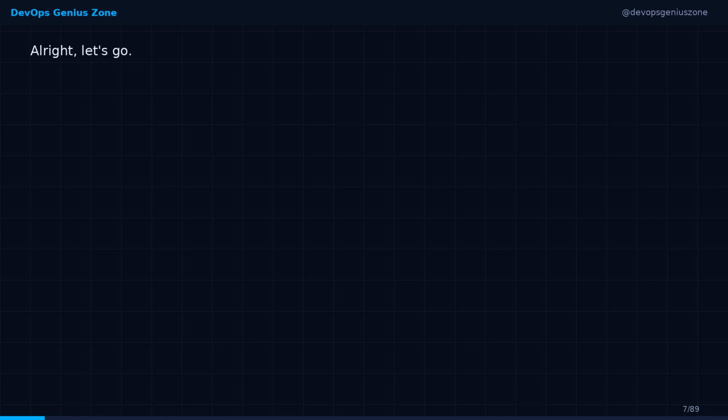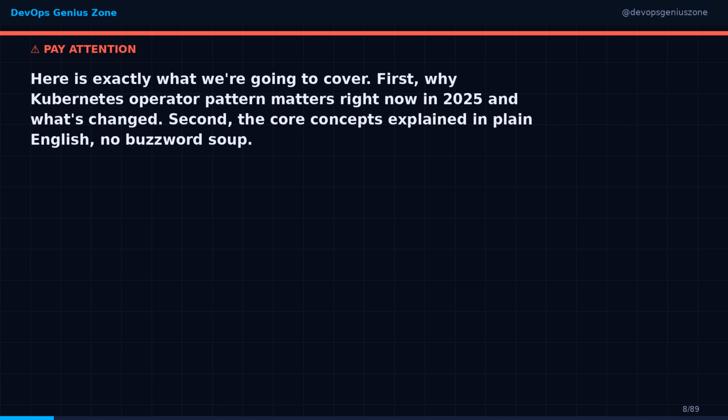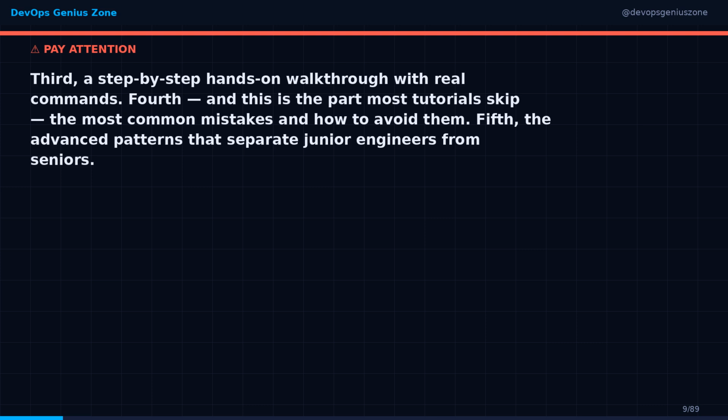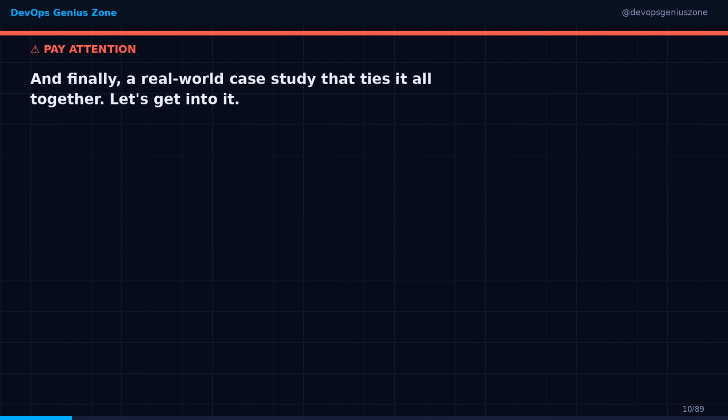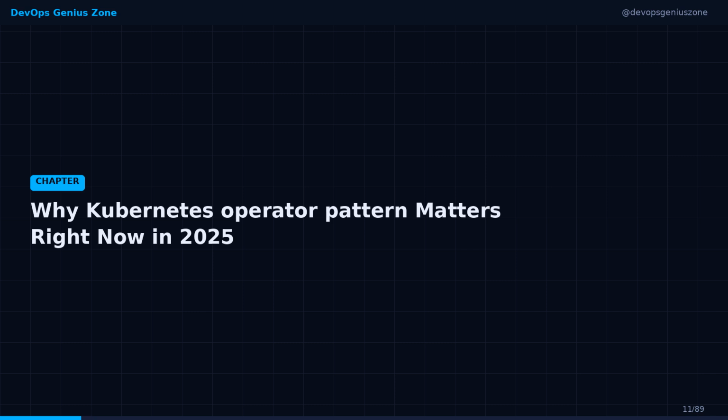Alright, let's go. Here is exactly what we're going to cover. First, why Kubernetes operator pattern matters right now in 2025 and what's changed. Second, the core concepts explained in plain English, no buzzword soup. Third, a step-by-step hands-on walkthrough with real commands. Fourth, and this is the part most tutorials skip, the most common mistakes and how to avoid them. Fifth, the advanced patterns that separate junior engineers from seniors. And finally, a real-world case study that ties it all together.